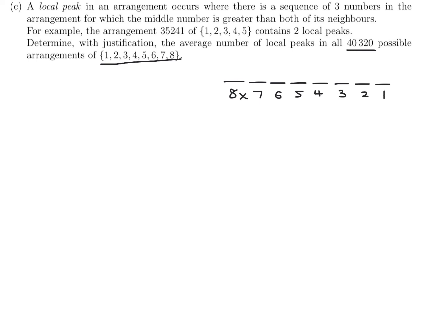And then you have to multiply all these. And when you do, it's essentially just 8 factorial, right? And 8 factorial is equivalent to 40320. So that's where they got that number from. Now they're saying something a little bit different. Like, what is the average number of local peaks? Okay, average number of local peaks.